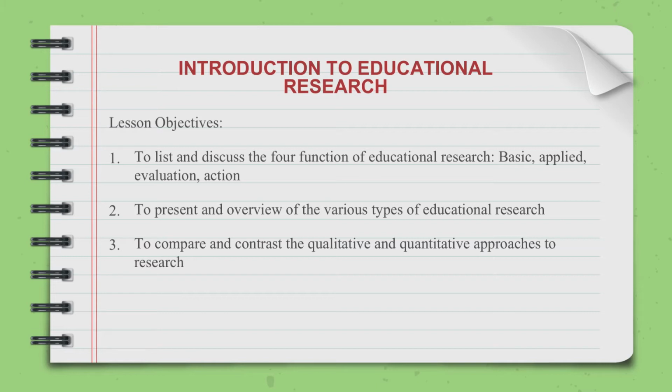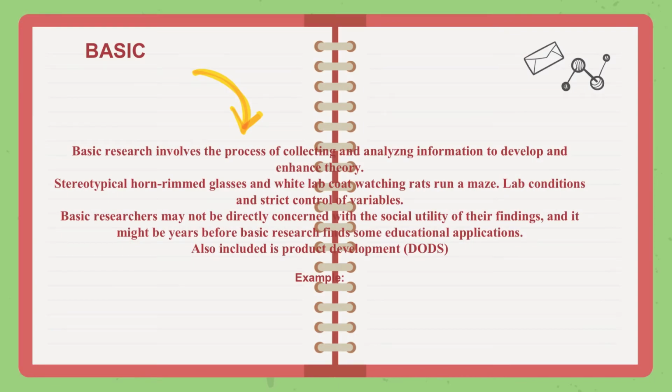Well, the objectives are to list and discuss the four functions of educational research. The first function is basic research, the second is applied research, then evaluation research, and action research. Second objective, to present an overview of the various types of educational research, and the third objective is to compare and contrast the qualitative and quantitative approaches to research methodologies.